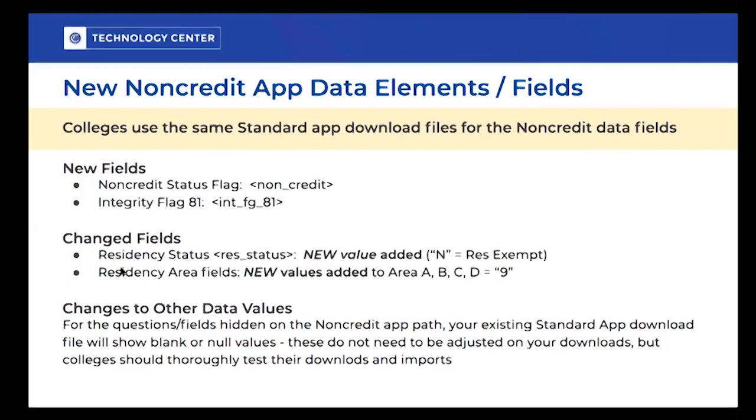So for non-credit, we added an N for exempt. In the residency status field, which is used often by the standard application, you'll see an N if the student submitted a non-credit application. Sorry, the 9 comes in for each one of those 4 area mini calculations. So those values were added. You don't have to change your downloads in any way, but be aware that those will be the values that are downloaded for a non-credit application.